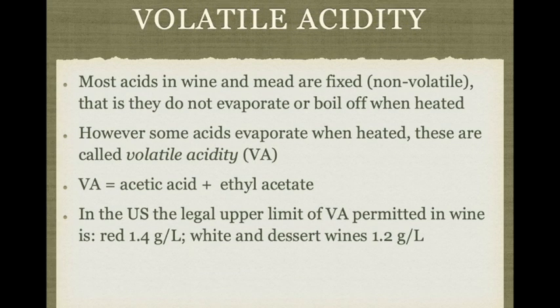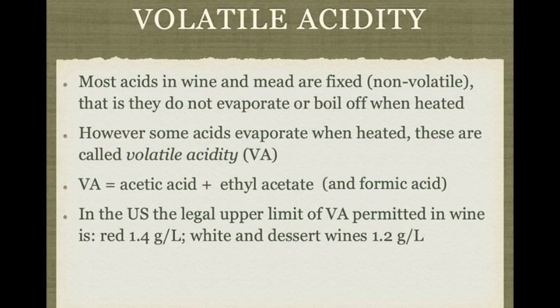Another type of acidity is volatile acidity. Most acids in wine or mead are fixed, that is, non-volatile. They don't evaporate when heated, but some acids can evaporate when heated, and that's called volatile acidity, or VA for short. Most of us think of it as acetic acid and ethyl acetate. However, formic acid is actually included in that, but it occurs in such small amounts in honey and mead that it's not really considered a significant part of volatile acidity.